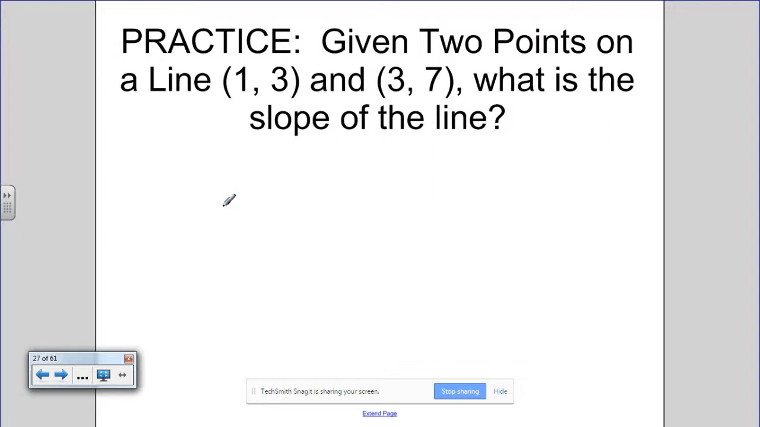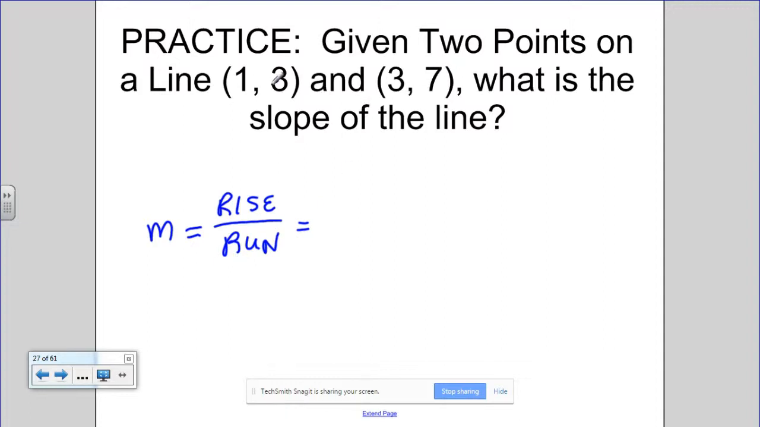It says, given the 2 points on the line, that go through (1, 3) and (3, 7), what is the slope of the line? So go ahead and find that for me now. And if you remember, slope, or the variable m, is the change in the y's, or what we call the rise, over the change in the x's. That's the difference, the subtraction, over the run.